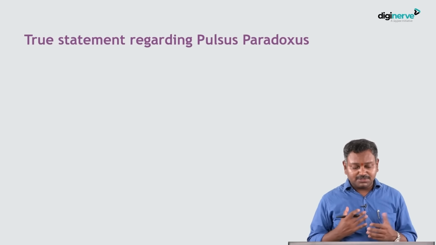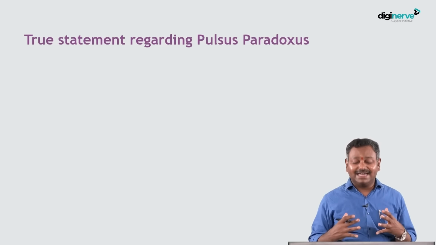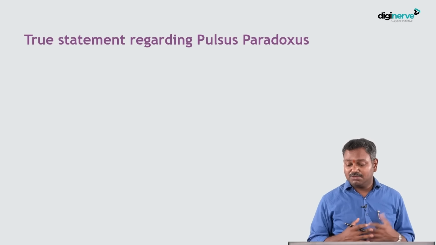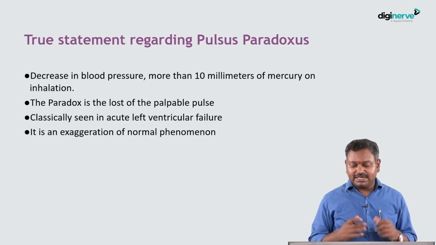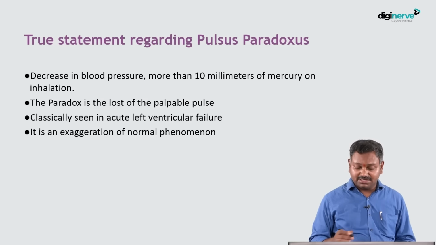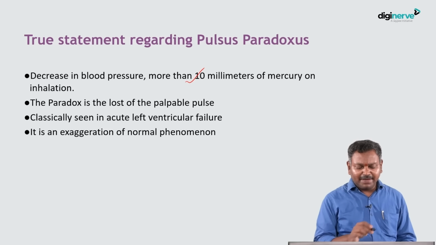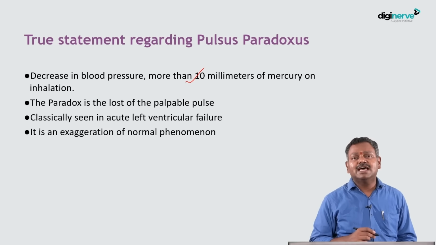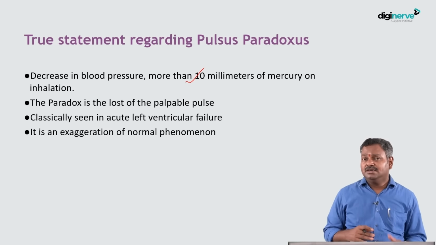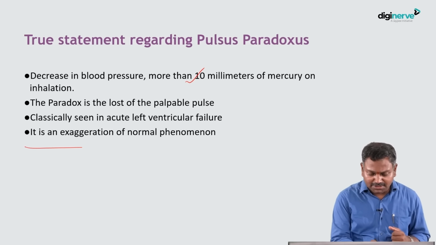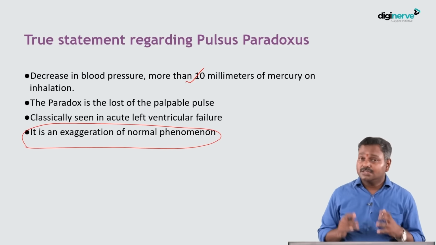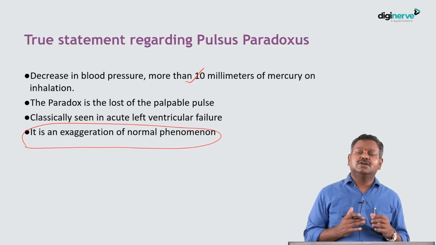Going on to the next question: the true statement regarding pulsus paradoxus. We have discussed pulsus paradoxus already. A decrease in blood pressure of more than 10 mm Hg on inhalation. It is not inhalation, it is actually inspiration, but that is correct. The paradox is that the pulse becomes absent. Again remember, it is not truly a paradox, it is a normal phenomenon. That's the fourth option they have given.